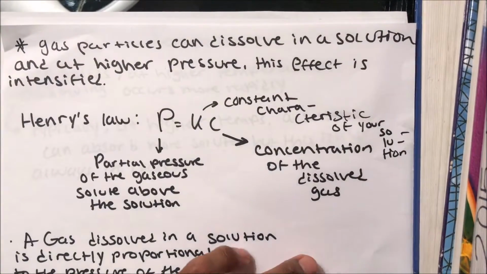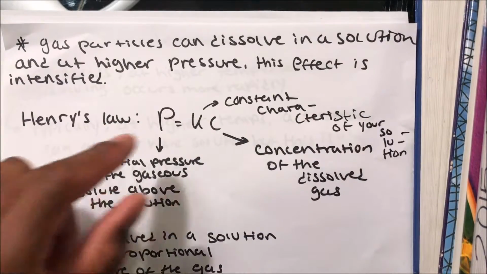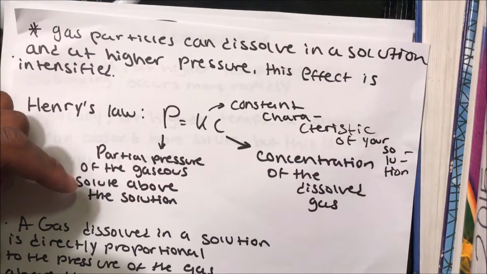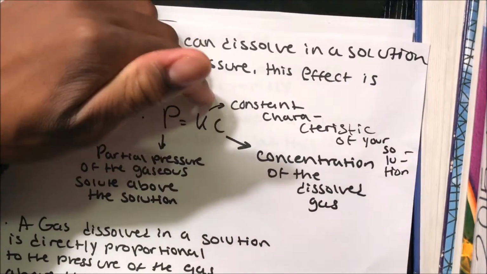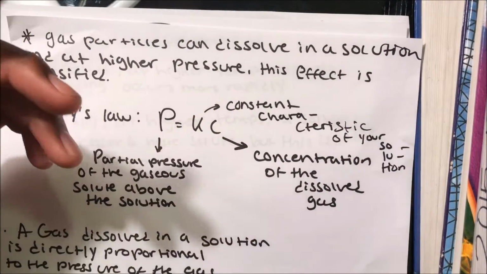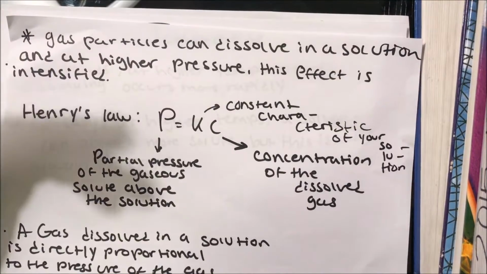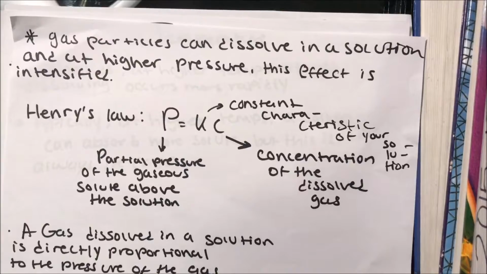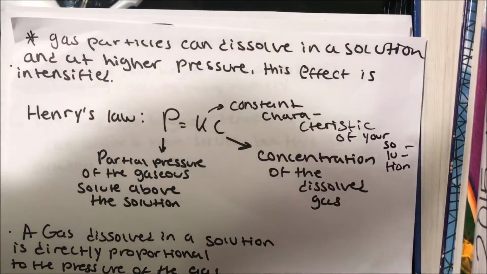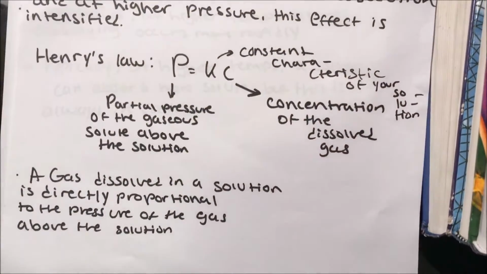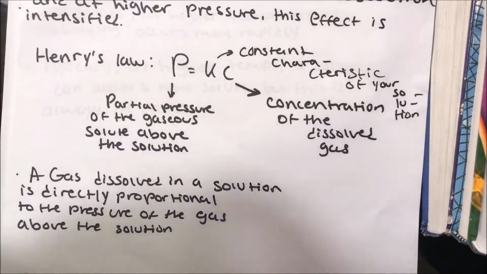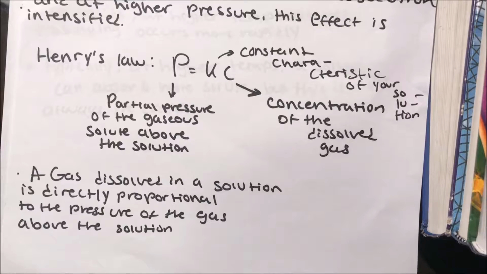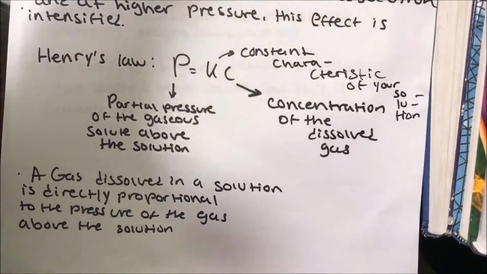And this relationship is shown through Henry's law, P equals Kc. P is the partial pressure of the gas solute above the solution. K is a particular constant given to you as a characteristic of the solution. And C is the concentration of the dissolved gas. So essentially, Henry's law reinforces the idea that a gas dissolved in a solution is directly proportional to the pressure of the gas above the solution. So meaning at higher pressures, more gas can dissolve in the solvent.